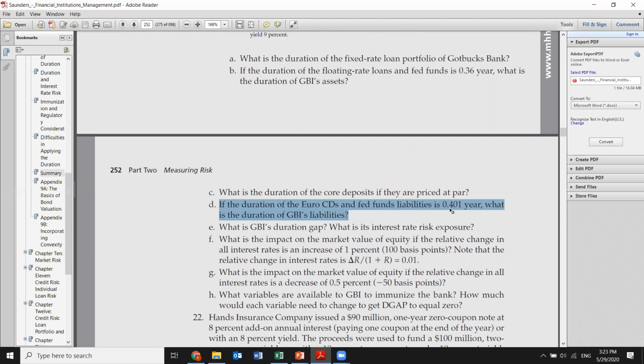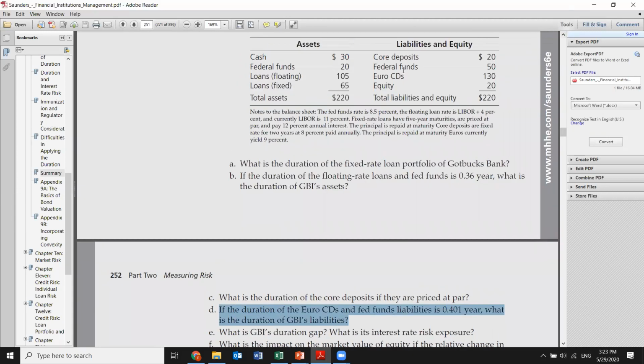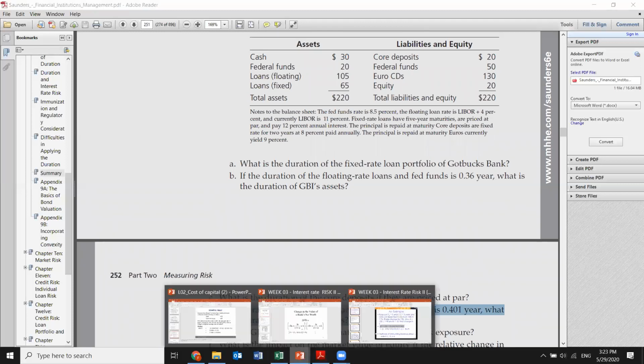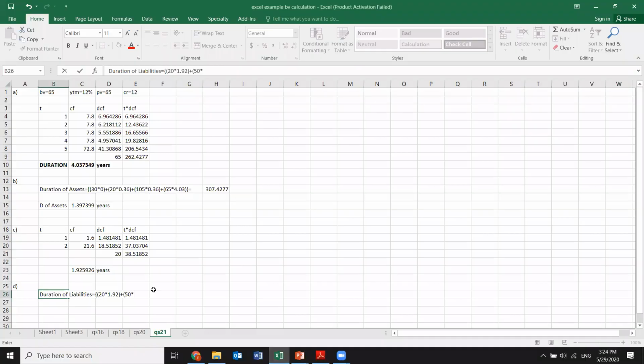If the Fed funds liability is 0.4, okay, it's here. Euro CDs and Fed funds are 0.401. Fed funds and Euro CDs should be weighted with 0.401. So 50 times 0.401 plus, we open the bracket, then we add 130 times 0.401. Close the bracket and close everything.